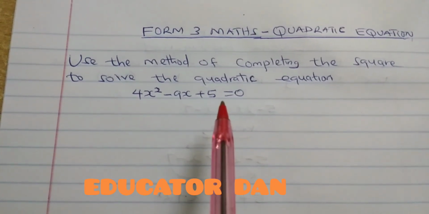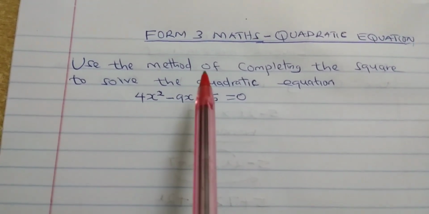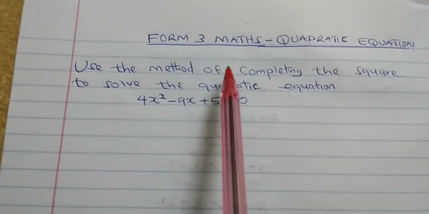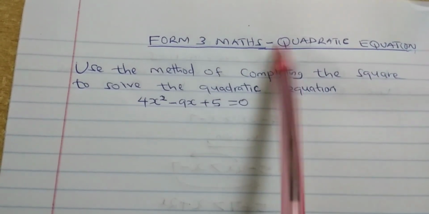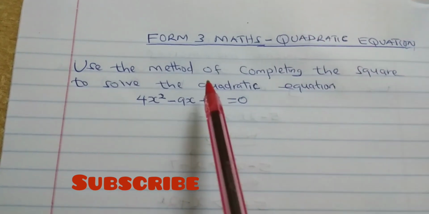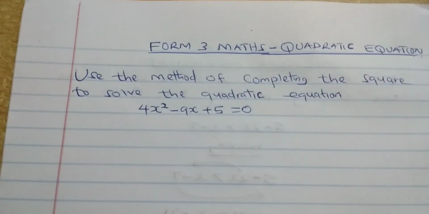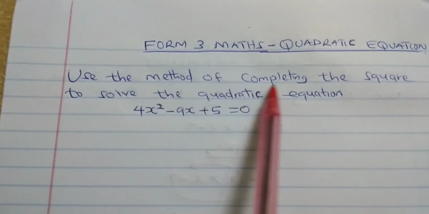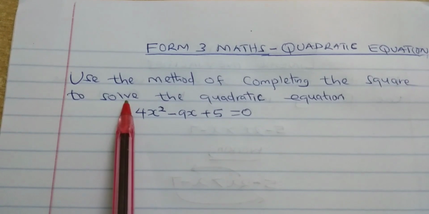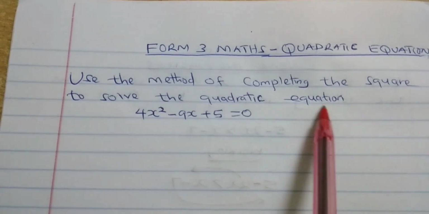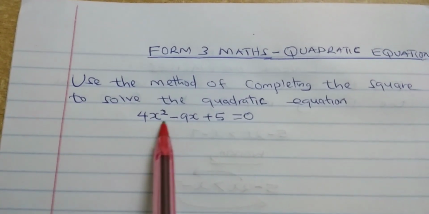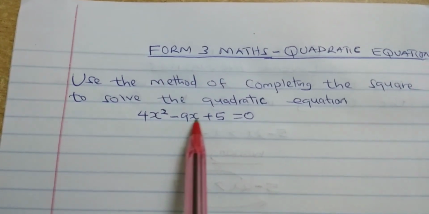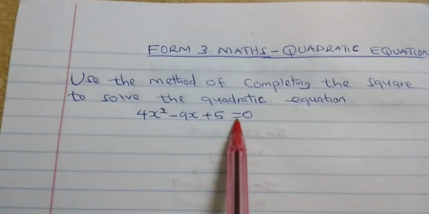This is Form 3 Mathematics under quadratic equations, but we are going to look at the solution of a quadratic equation by completing the square method. The question reads, use the method of completing the square to solve the quadratic equation, and the quadratic equation we have is 4x squared minus 9x plus 5 is equal to 0.